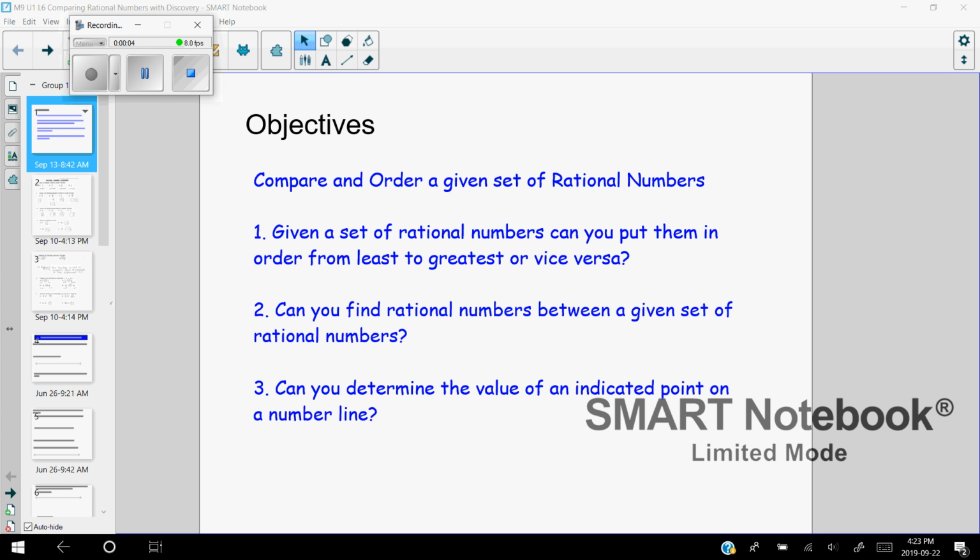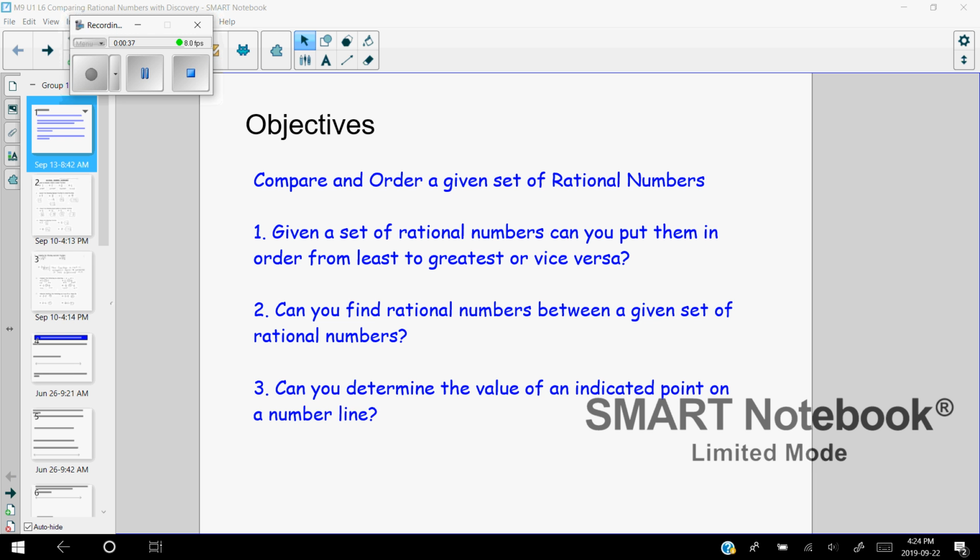Today we will be learning about lesson 5, which is comparing rational numbers. So our objectives for today, and you don't need to write this down, is to compare and order a given set of rational numbers. So you can do that given a set of rational numbers. Can you put them in order from least to greatest or vice versa? Can you find rational numbers between a given set of rational numbers? And can you determine the value of an indicated point on a number line?